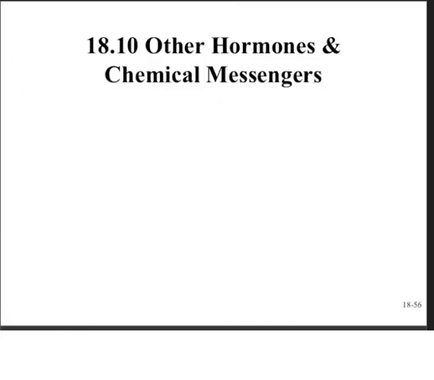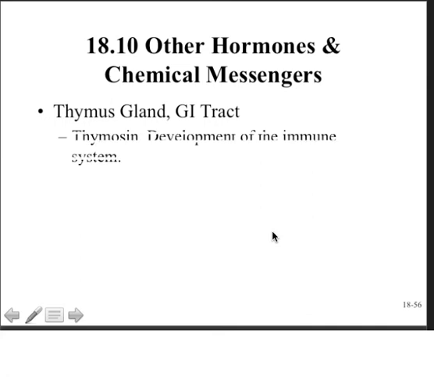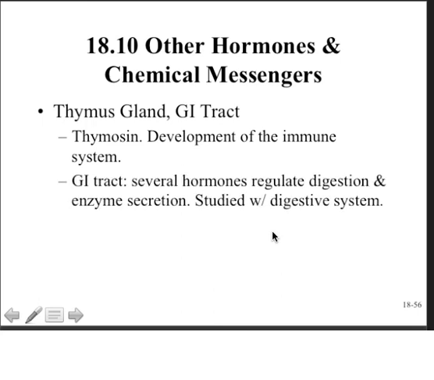Some other hormones and chemical messengers include the thymus gland, which is in front of your heart and behind your sternum, and also certain tissues in the gastrointestinal tract. The main hormone produced by the thymus is thymosin, and it promotes immunocompetence in the T cell population. In the GI tract, there are hormones that regulate digestion and enzyme secretion, but we'll touch on those when we actually get to the GI.